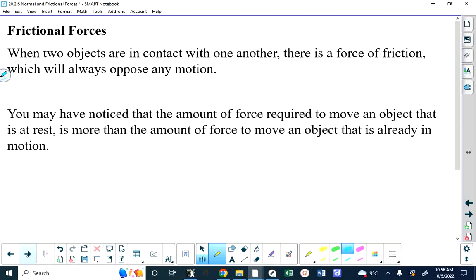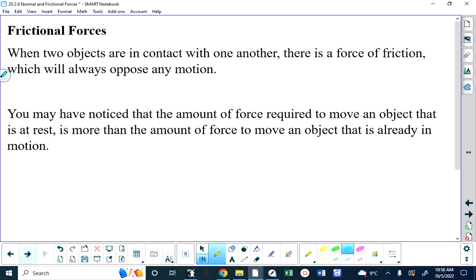Another thing I want to talk about before we go on is that, and you probably noticed this, when you have an object on a surface that you want to move, when you first start to try to move it, it requires a fair amount of force to get it moving. But once it's sliding, it requires less force. How many of you have noticed that? It's almost like it's stickier when it's not moving.